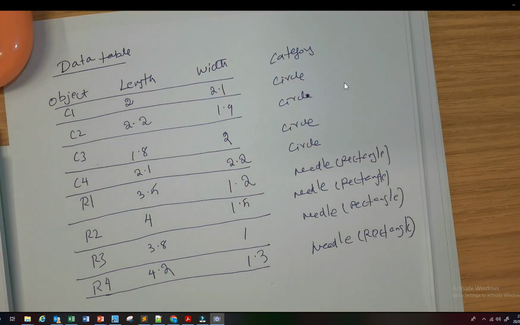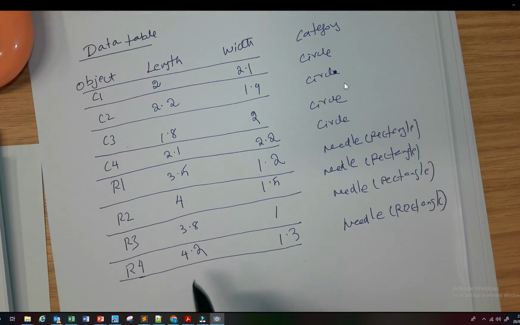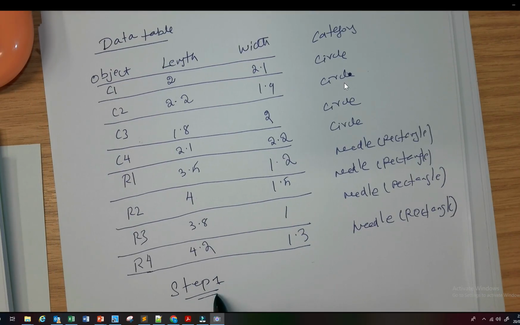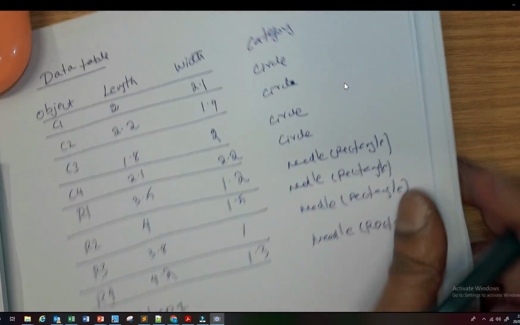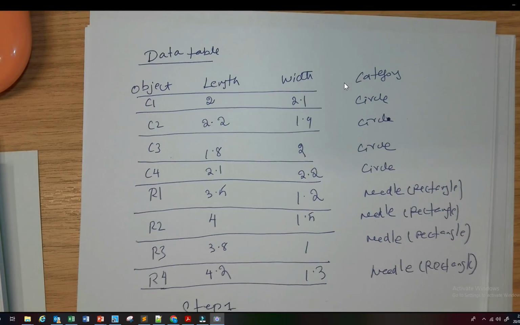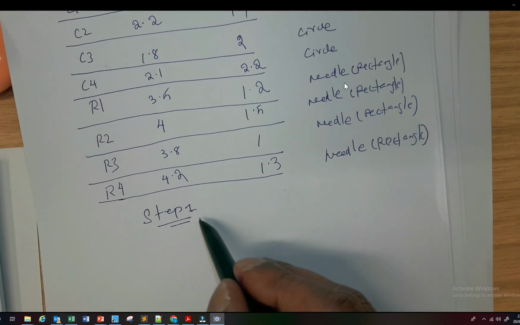So keep these things in mind, and then let's try to solve this problem. Whenever we are going to solve a problem with a support vector machine, the very first step is to identify whether the data here, length versus width, is linearly separable.